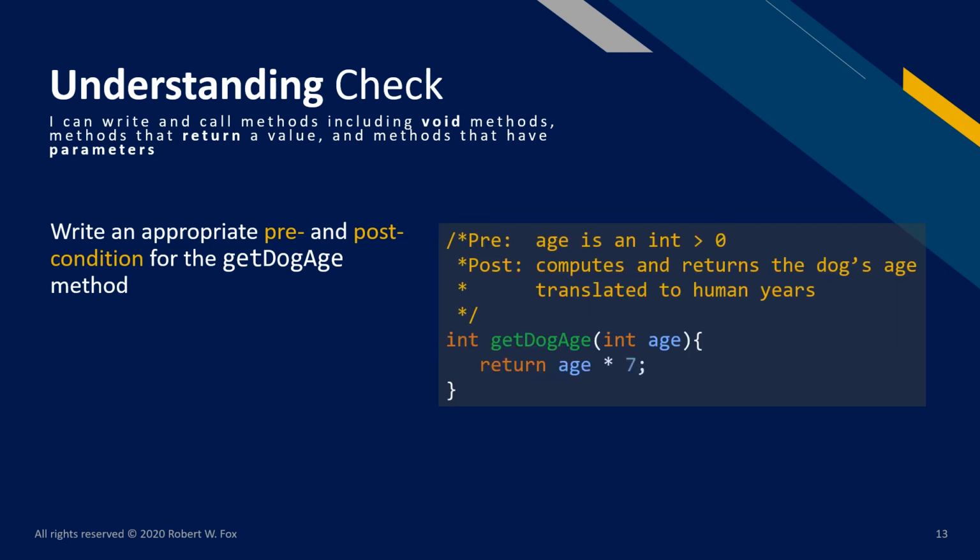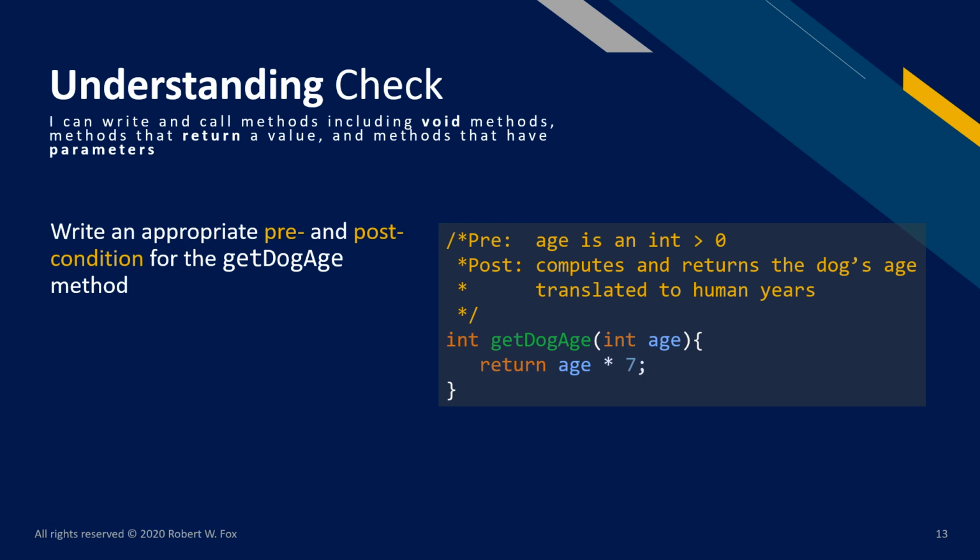So here's my answer for the pre and postcondition. Remember that the precondition is telling me information I need to call the method, what I need to expect, or what the method expects from me. So in this case, it's expecting that I'm going to send age as an integer greater than 0 because negative ages aren't a thing. The postcondition is telling what the method does. And so in this case, the method does two things. It computes, 1, and it returns, 2, the dog's age translated to human years.